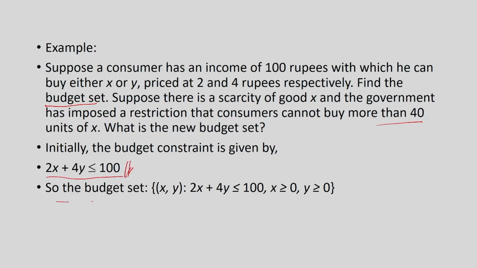Therefore, the budget set is this one, this set. And so, this set is basically a set where each element has two elements, a pair x and y, such that this budget constraint has to be satisfied. 2x plus 4y is less than or equal to 100. At the same time, we need to satisfy this one, that x and y cannot be negative quantities, they have to be non-negative. Okay, this was the first part.